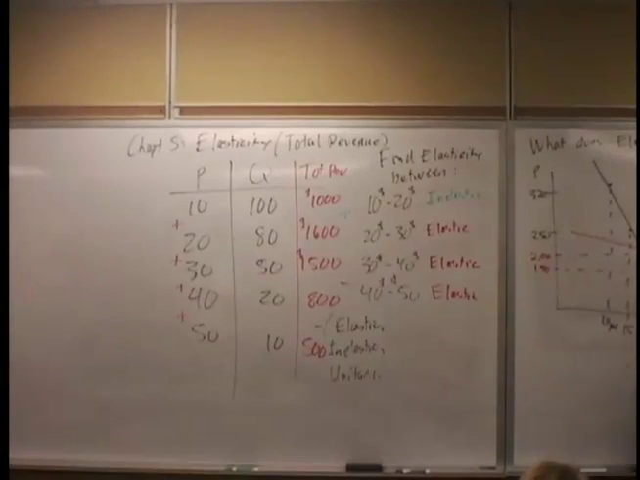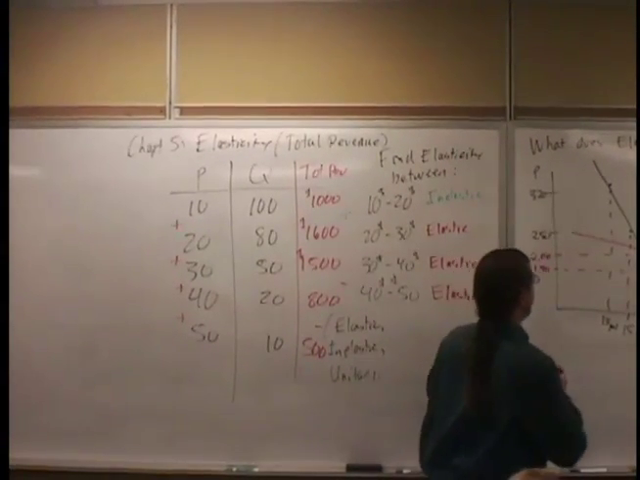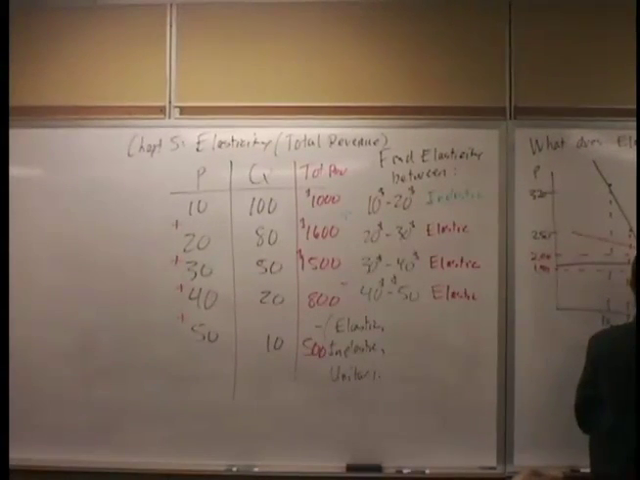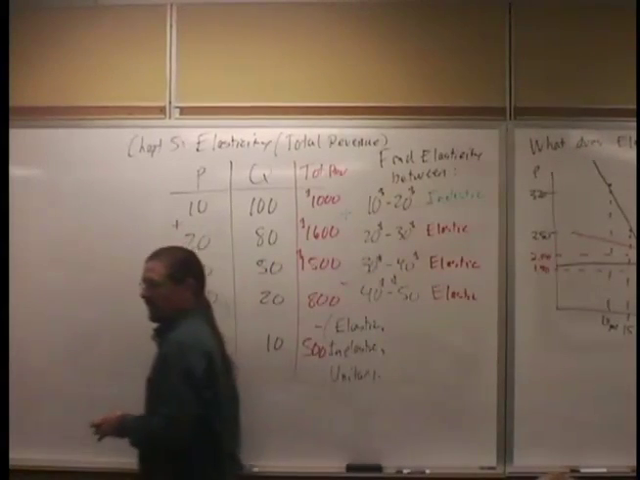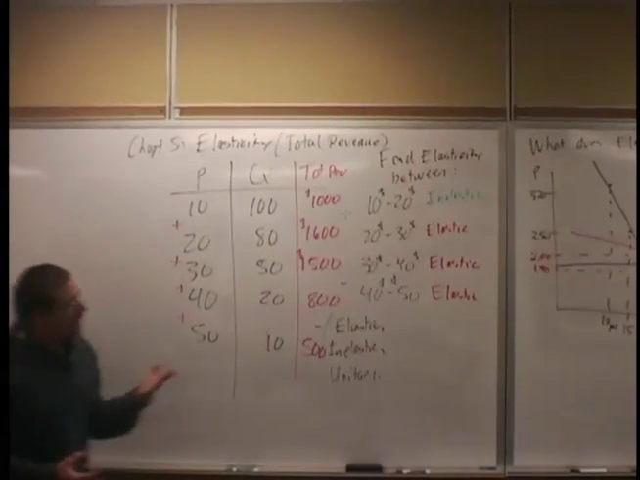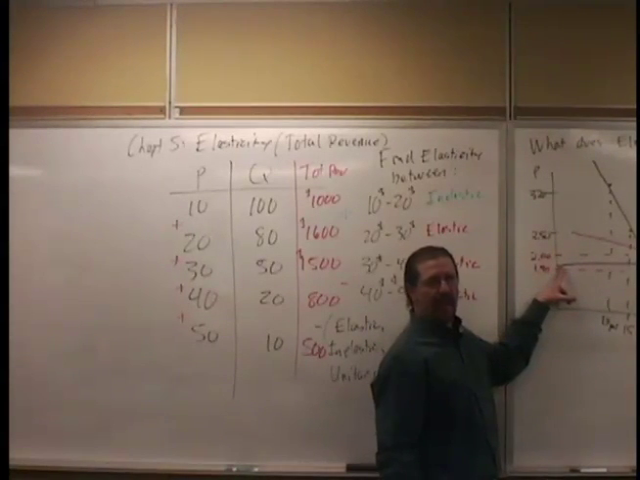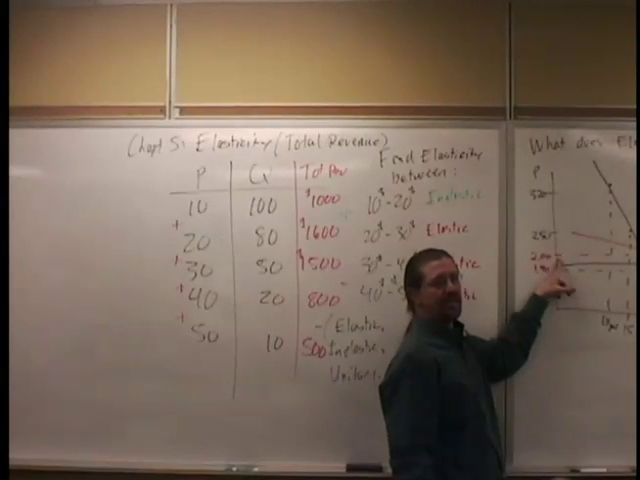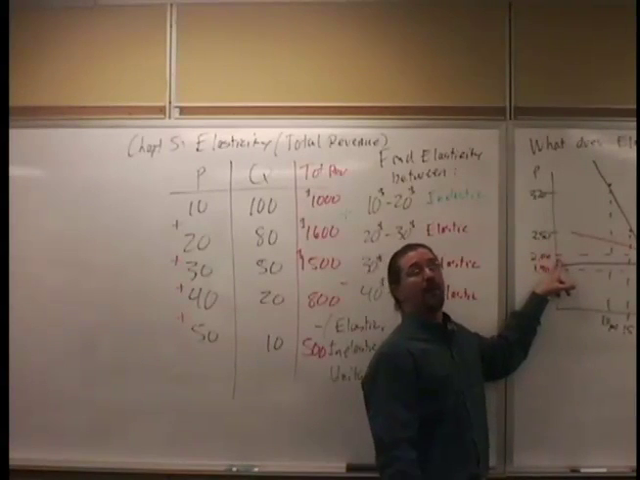Now, what's the other extreme? If I can have one that's going straight up and down, totally elastic, this is called perfectly elastic. This is a product where if you sell it at that price, you can sell however much of it you want. But if you try and sell it for a penny, a half a penny, a 32nd of a penny more than that price, you will sell nothing.